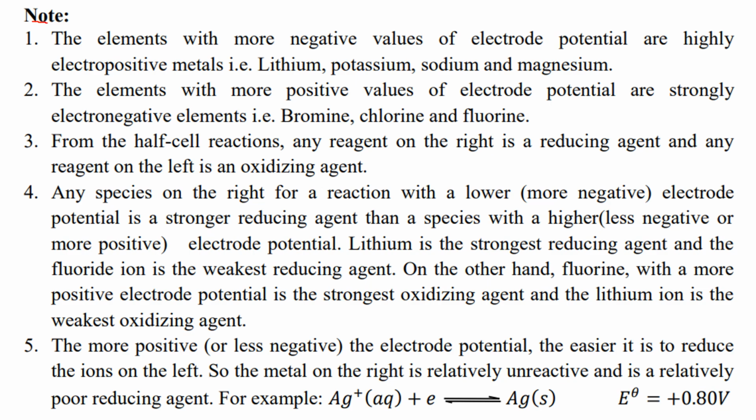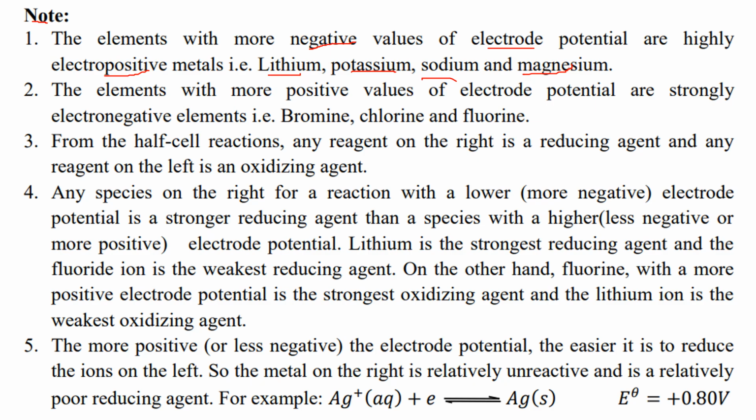Note number 1 is going to say that the elements that are going to have the most negative values of electrode potential are going to be highly electropositive metals. For example, some of the highly electropositive metals that you have looked at in organic chemistry are lithium, potassium, sodium, and magnesium. In other words, the elements that are top under the electropositivity series, which we shall look at later. But you should note that the more negative the electrode potential value is, the more electropositive that metal is going to be.